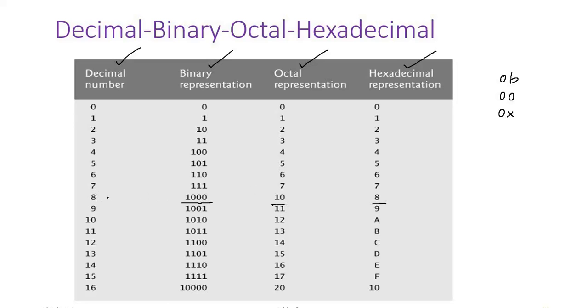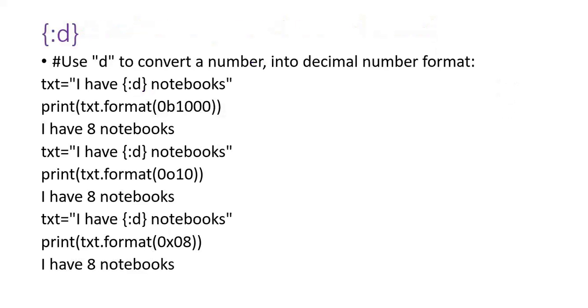Instead of this 1000, if I represent it in terms of 8, I will understand. Instead of this D, if I represent 13, I will understand. From the database, it may be in a different format. I want to print it in decimal form, so that is also allowed here. So I'll be using colon then D within the curly brackets.